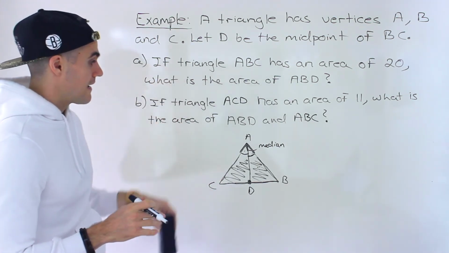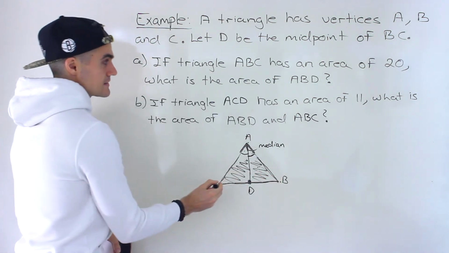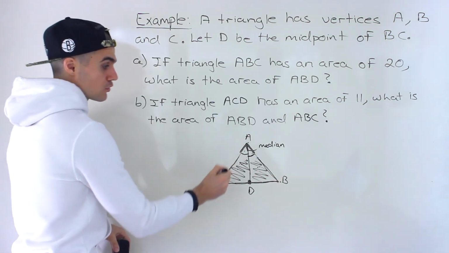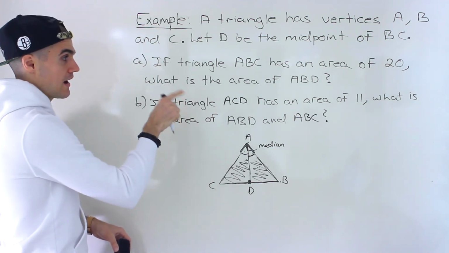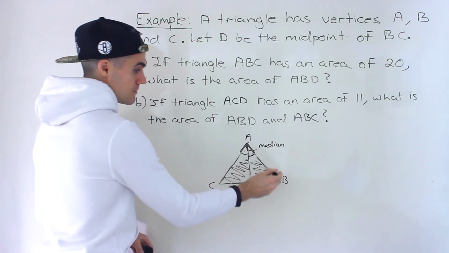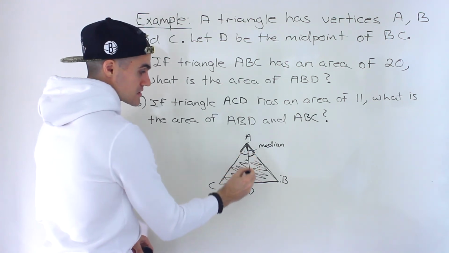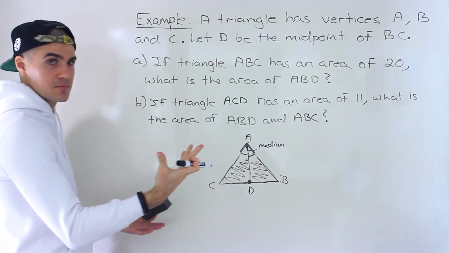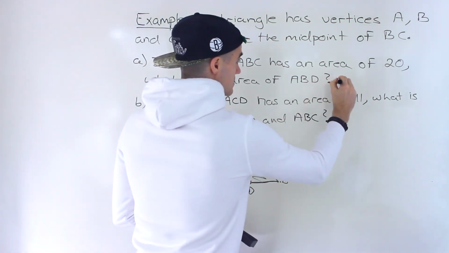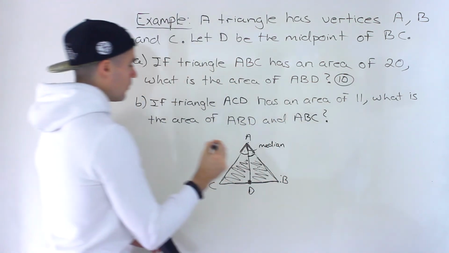So if triangle A, B, and C has an area of 20, so the larger triangle has an area of 20, what is the area of triangle A, B, and D? What's the area of this smaller triangle going to be? Well, it's going to be half of 20. It's going to be 10. So that's the answer to number 1.